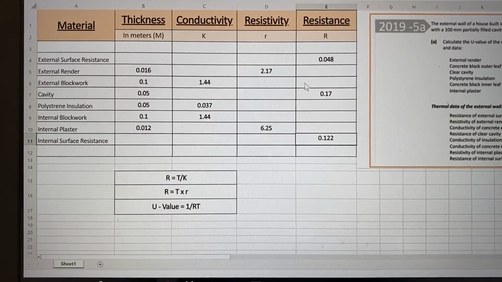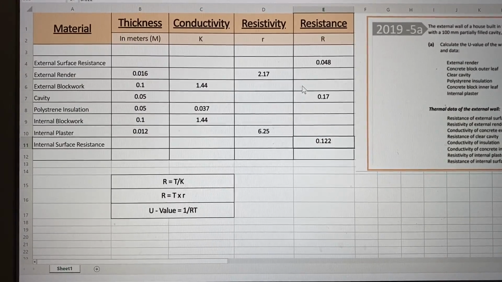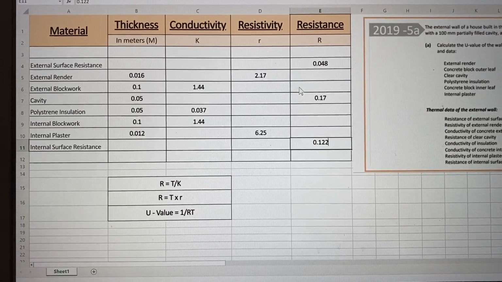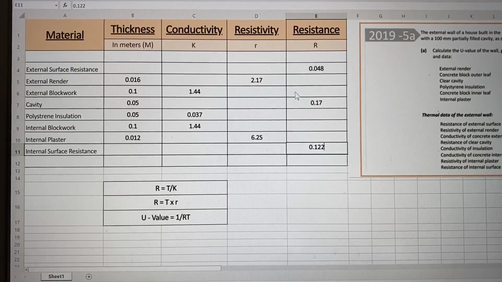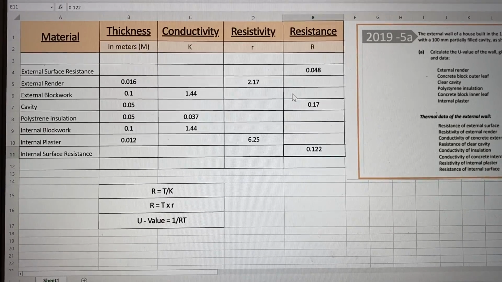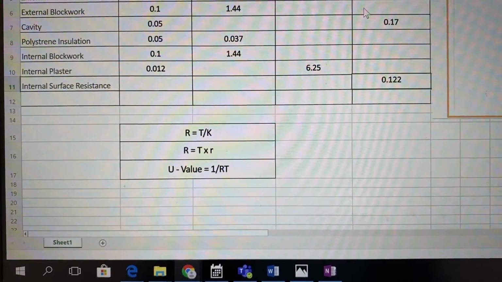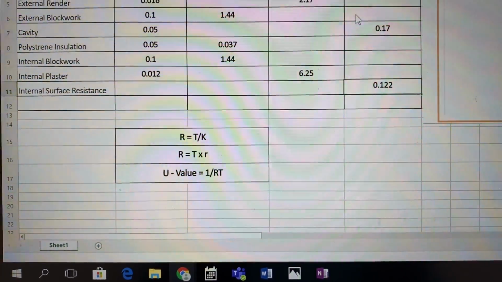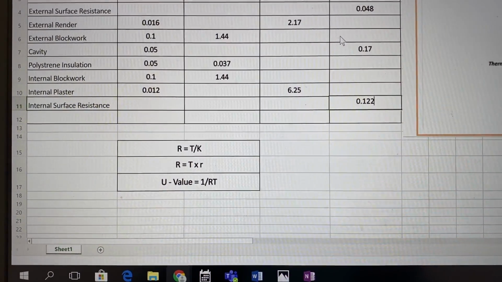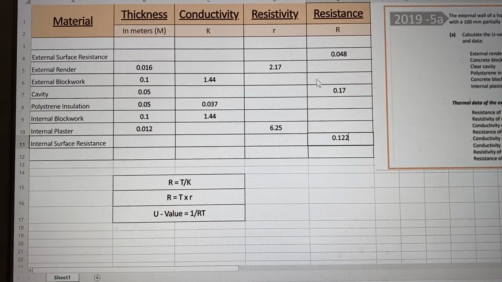Okay, so now I'm going to find the resistance of all the remaining materials. I need to find the resistance of the external render, the external blockwork, the polystyrene insulation, the internal blockwork, and the internal plaster. I'm going to do that using the first two formulas you see here: R is equal to T divided by k, and R is equal to T multiplied by small r.